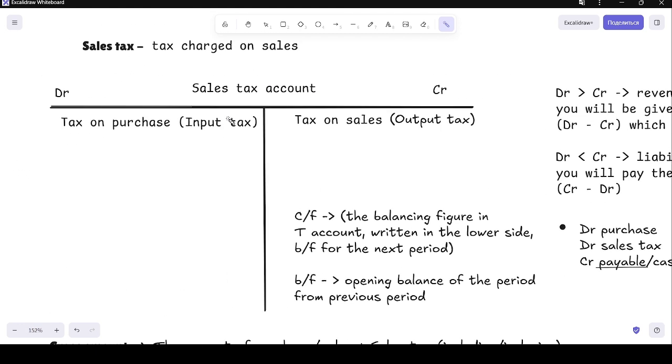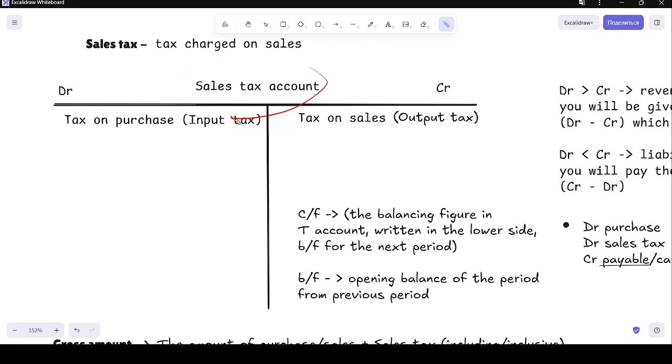This is our sales tax account on the T account, right? On the debit side, it will be tax on purchase or input tax. On the credit side will be output tax or tax on sales, right? How would you determine what amount will be the tax, right?